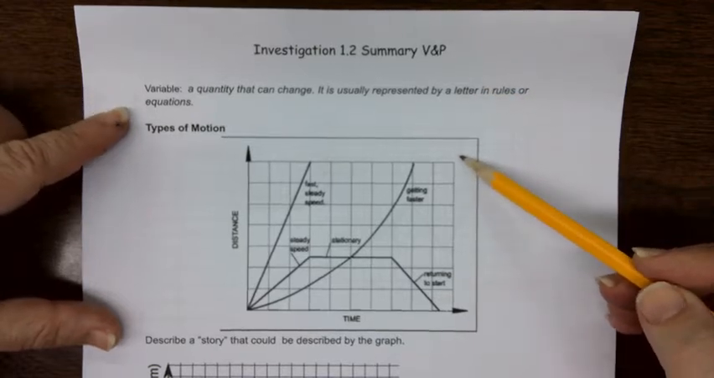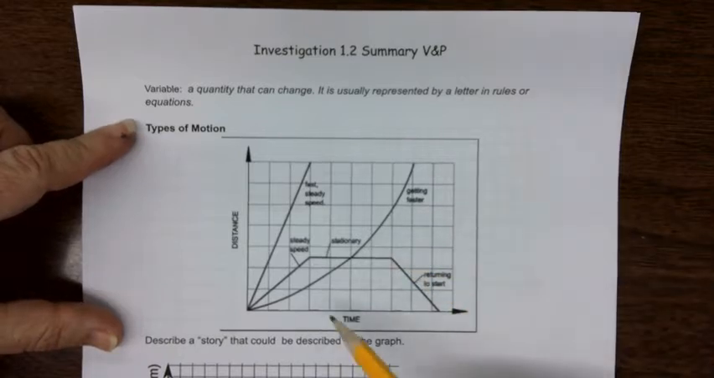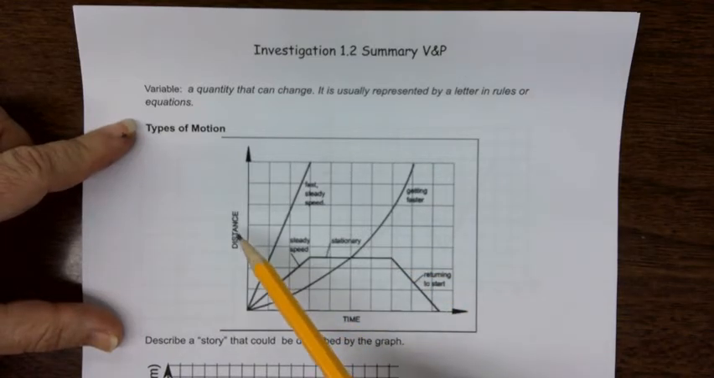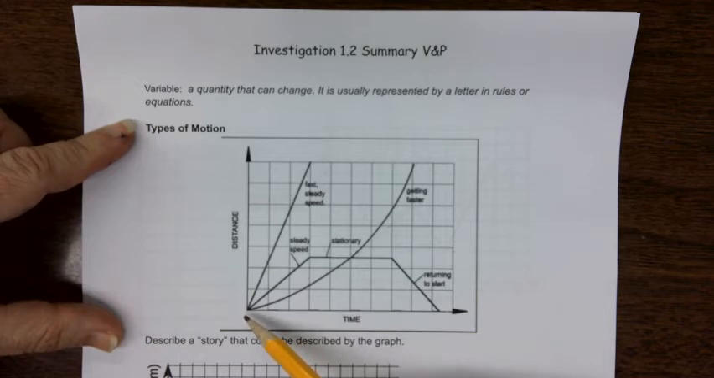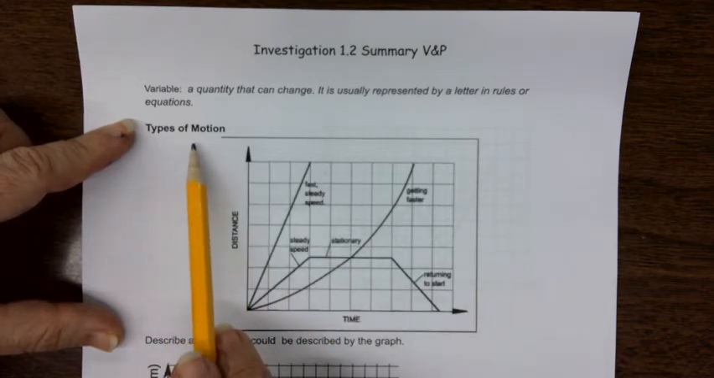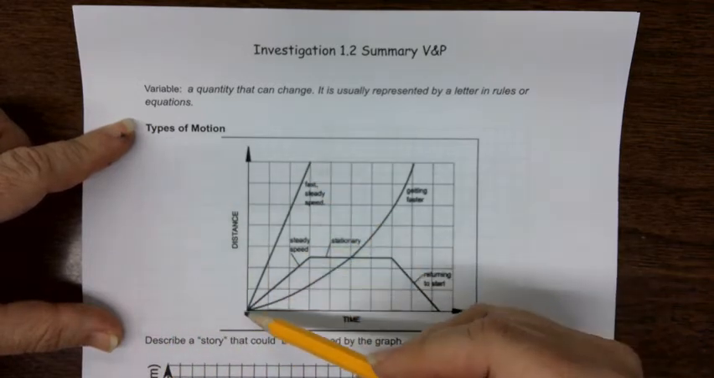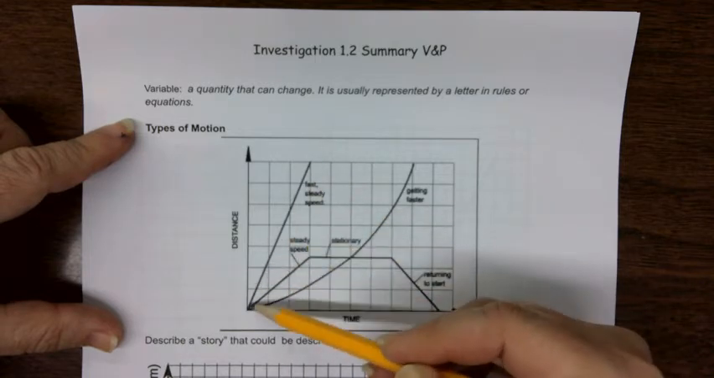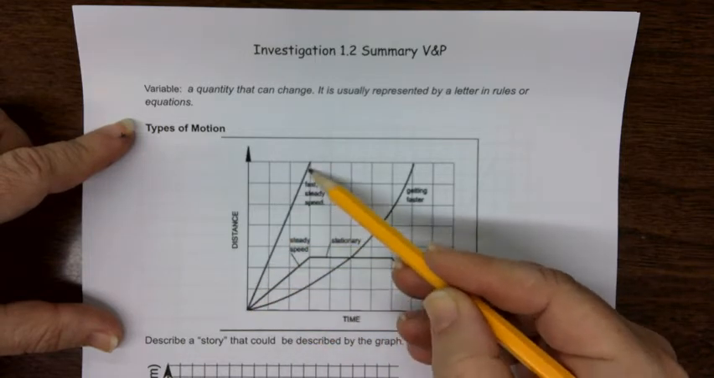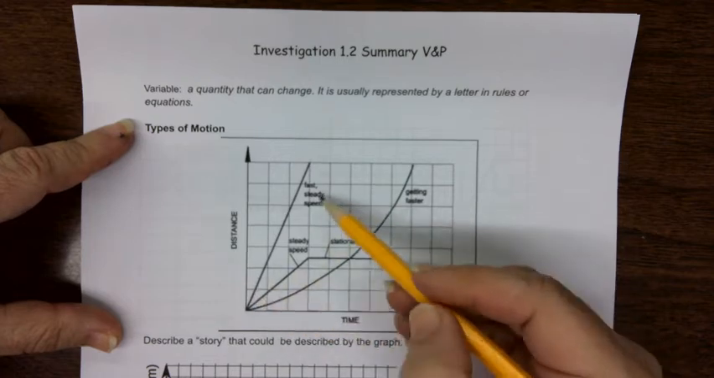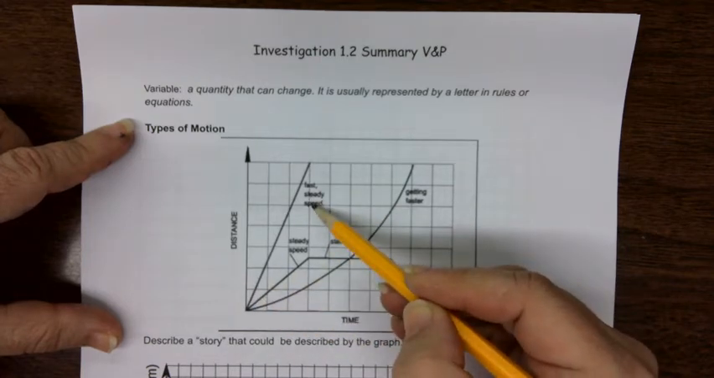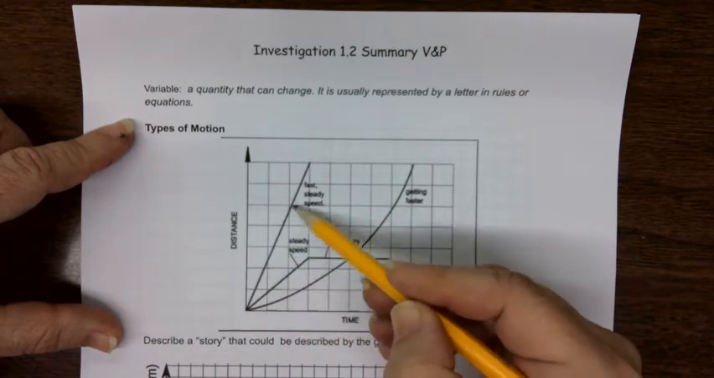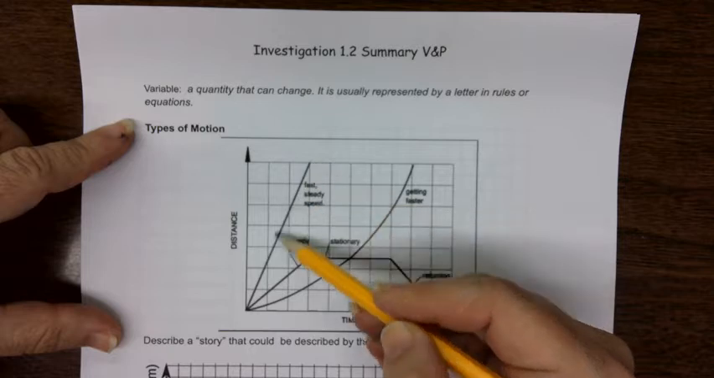Now, in today's lesson, we looked at different time distance graphs. And we're going to look at what they mean, what the shape means. So there are different types of motion. Here, if I follow this straight line, it's a steep straight line. First of all, a straight line means that we have a steady speed. The steeper the line, the faster it is going.